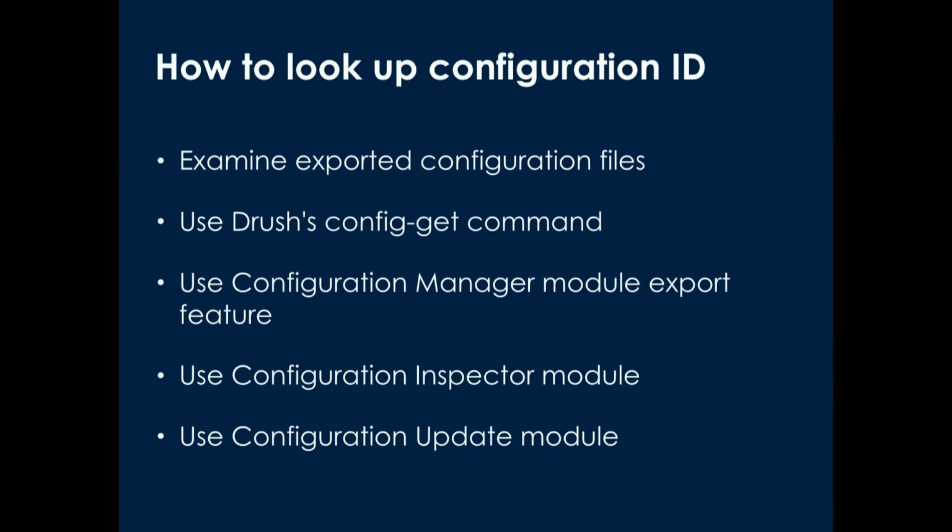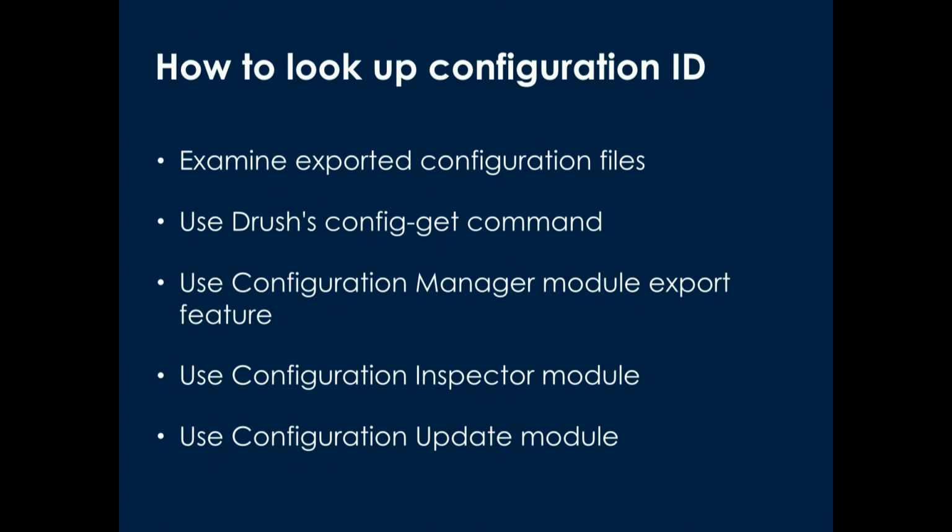So if you want to override a configuration value, how do you know what the ID is that you want to override? You saw the naming pattern, but you may not know exactly what a configuration is going to be called. So there are a number of different ways to do it. You can take a look at your configuration files when you export your configuration. If you've seen those, you see how they've been named. Those are named exactly the way you would expect to then override them.